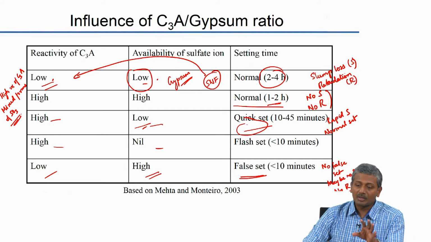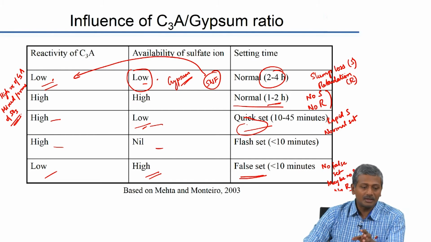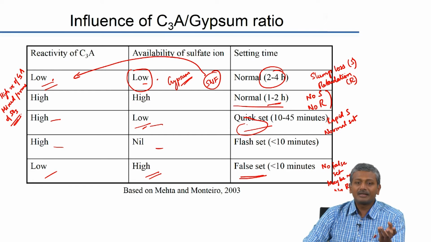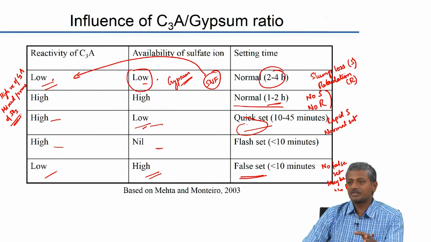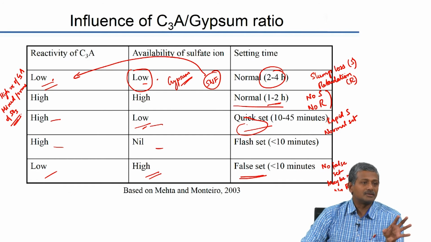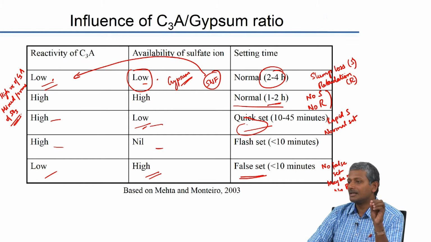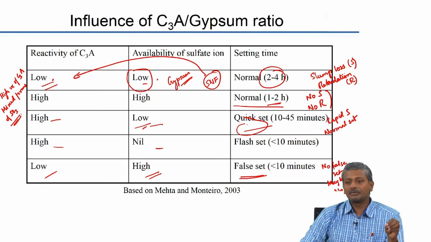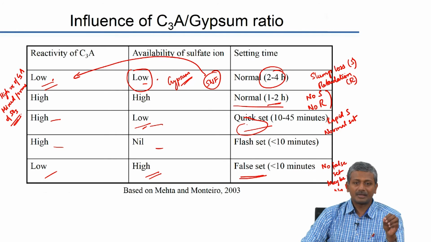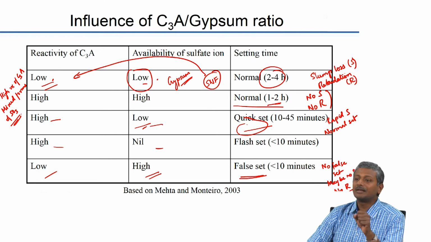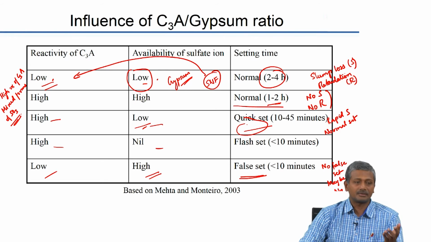And you also have to be worried about the fact that this high reactivity C3A might lead to greater adsorption of the superplasticizer in case there is not sufficient sulphate available in the system. So, you have to use it together, the high reactivity C3A as well as the higher availability of the sulphate ion in solution, and that will lead to a situation where incompatibility may be avoided to some extent.